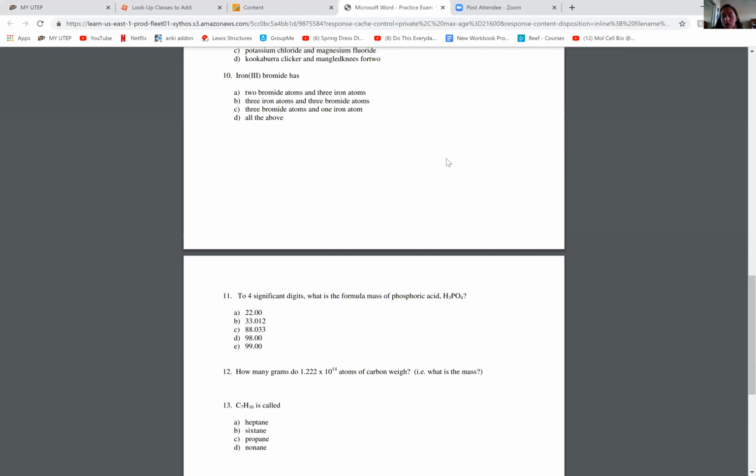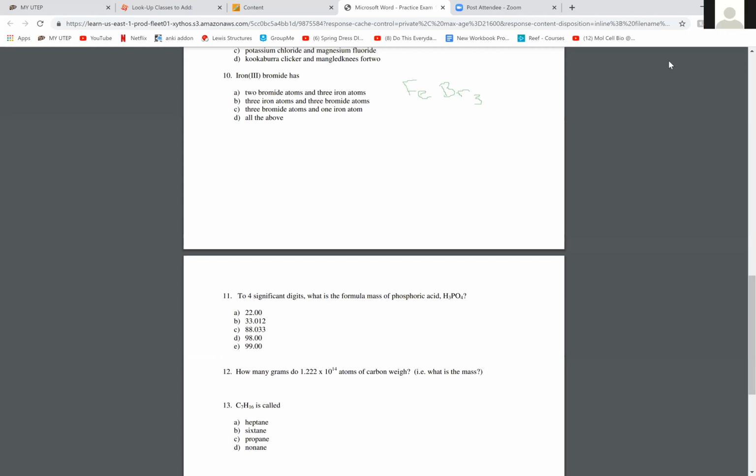So in this next question we have iron 3 bromide. First of all, what would be the formula for this compound? FeBr3. Yes. Does everybody understand why it's FeBr3? Because the charge is 3. Yes.